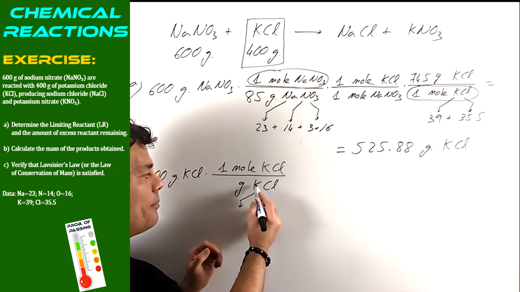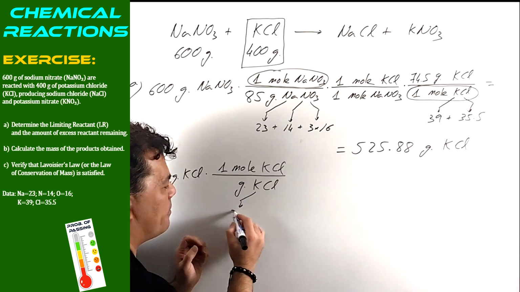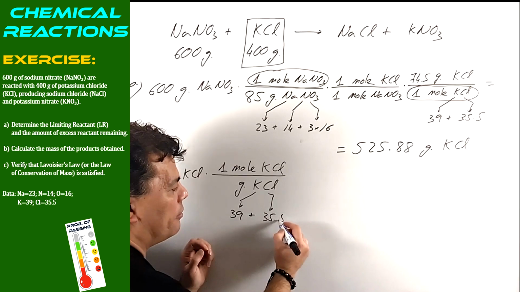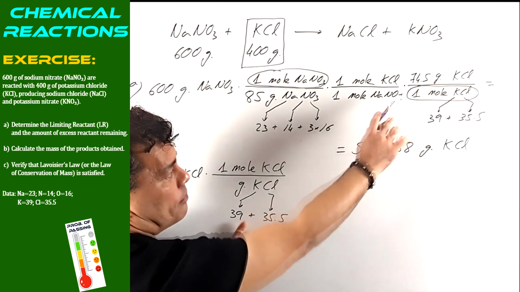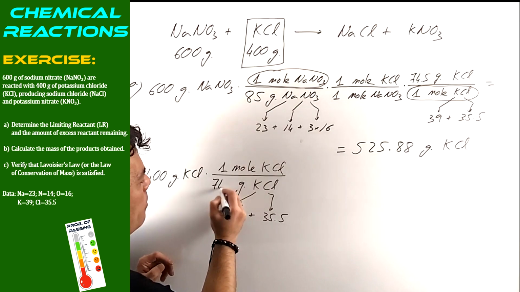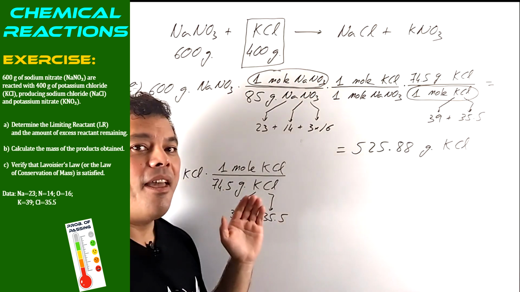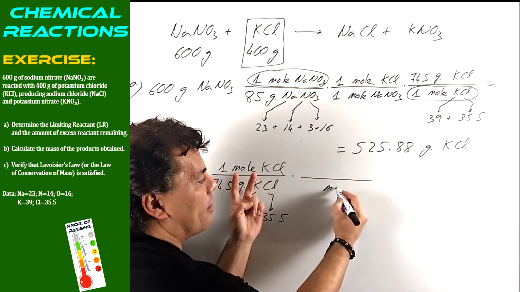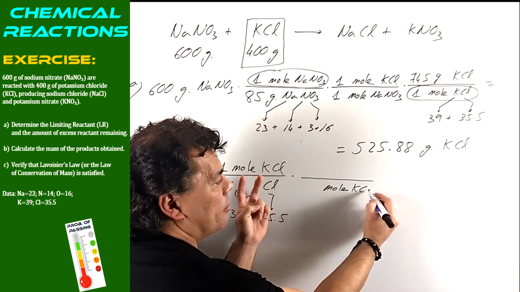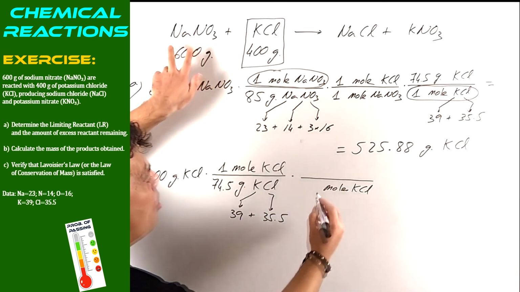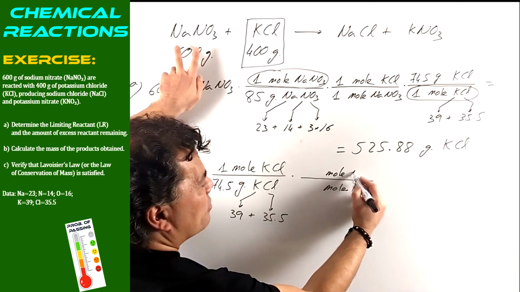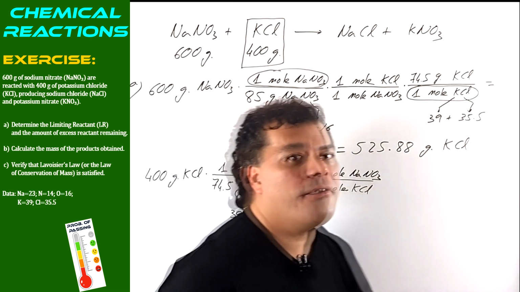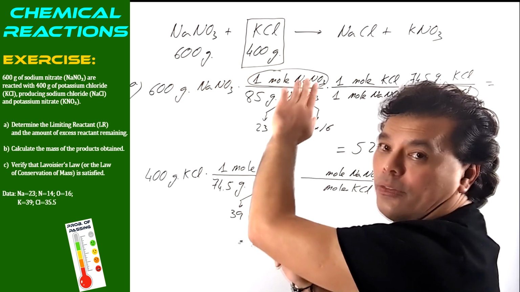And now let's add potassium 39 plus chlorine 35.5, which gives, as previously, 74.5. Now we are moving from moles of potassium chloride to moles of sodium nitrate. And there come the stoichiometric coefficients, which are 1 and 1.